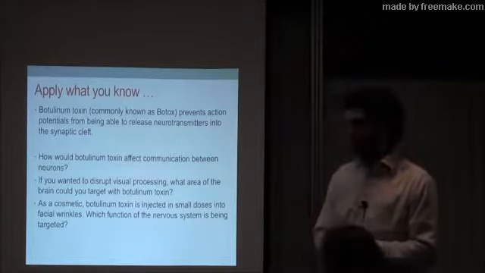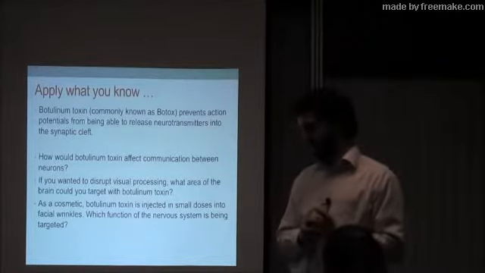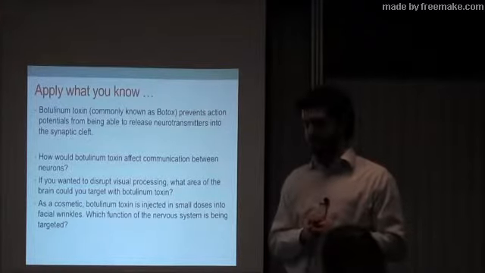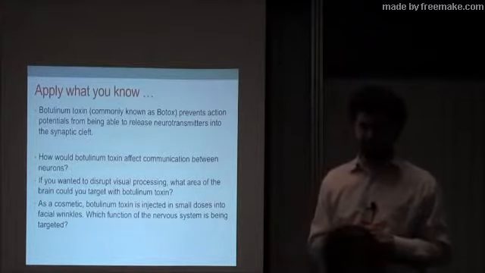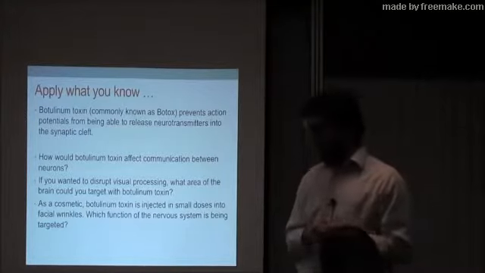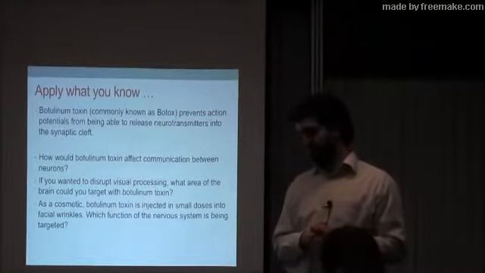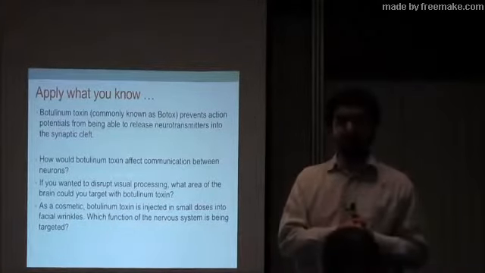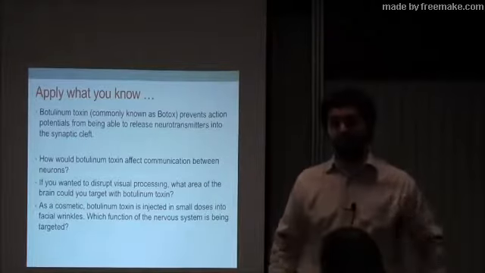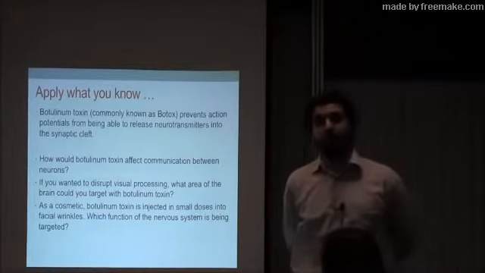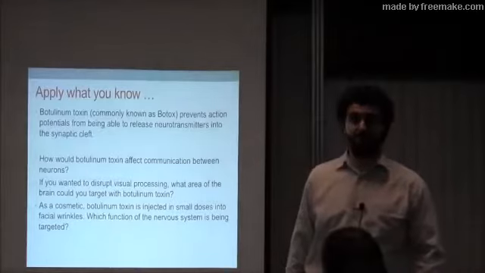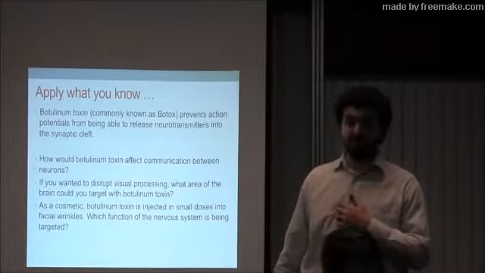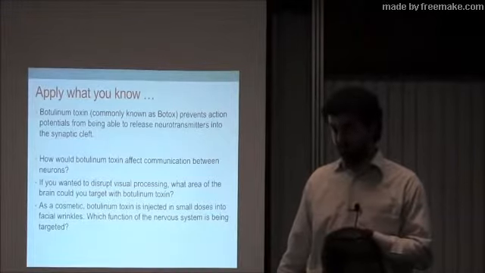So botulinum toxin, commonly known as Botox, prevents action potentials from being able to release neurotransmitters into the synaptic cleft of neuromuscular junctions. How would botulinum toxin affect communication between neurons? I mean, there would be no... Okay, what neurotransmitter are we talking about here? Acetylcholine, because it is a major neurotransmitter in the neuromuscular junction.